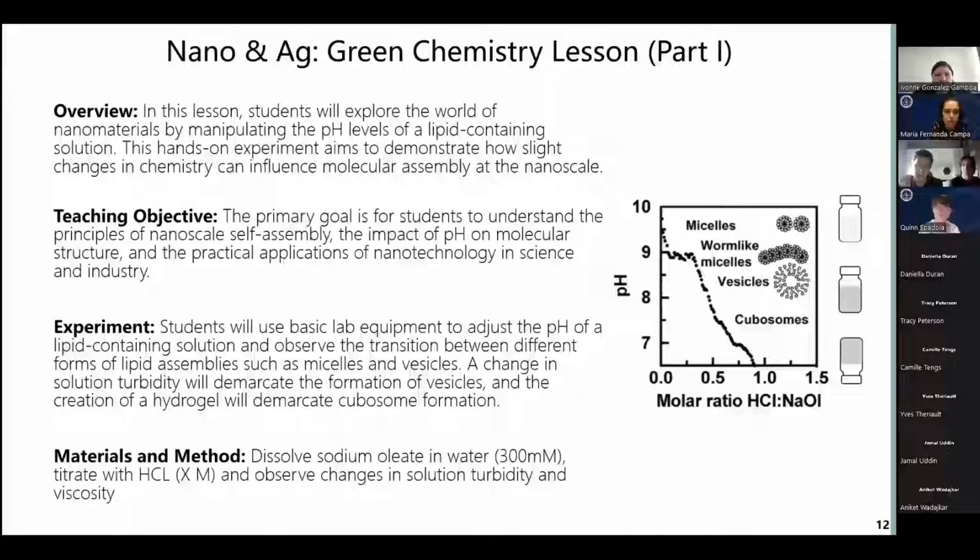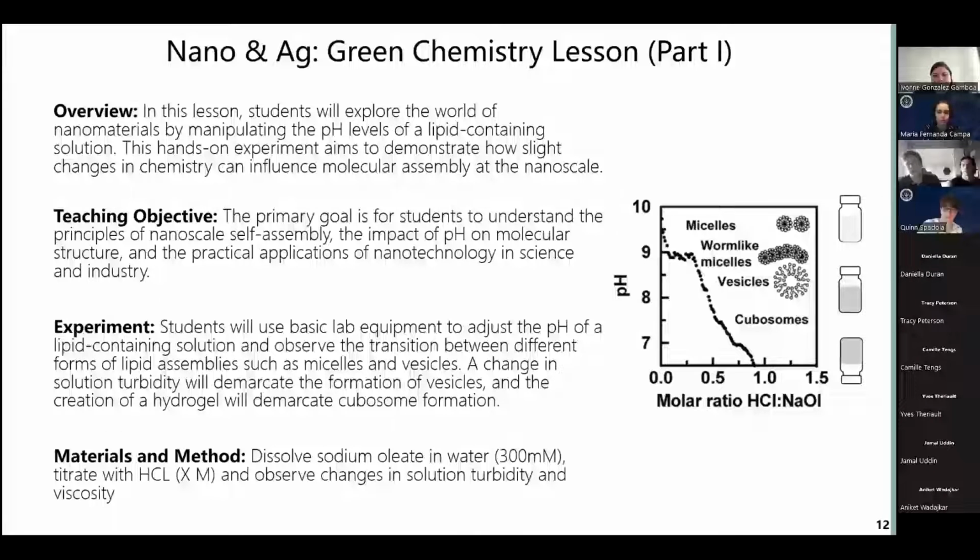And as you get to cubosomes on the right-hand side, you can flip your bottle upside down, and your initial oleate water mixture is just going to stick to the top of the bottle because it's forming a very gel-like substance, which is a cubosome. It's a lipid bilayer connected network with water channels in between. That's the first one, and it only involves water and sodium oleate.